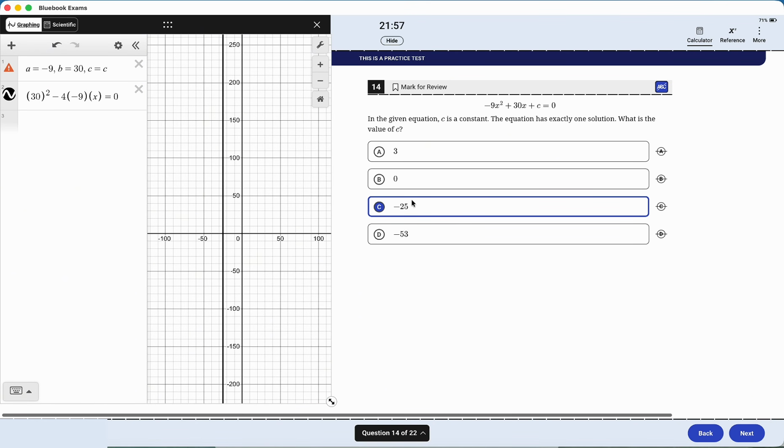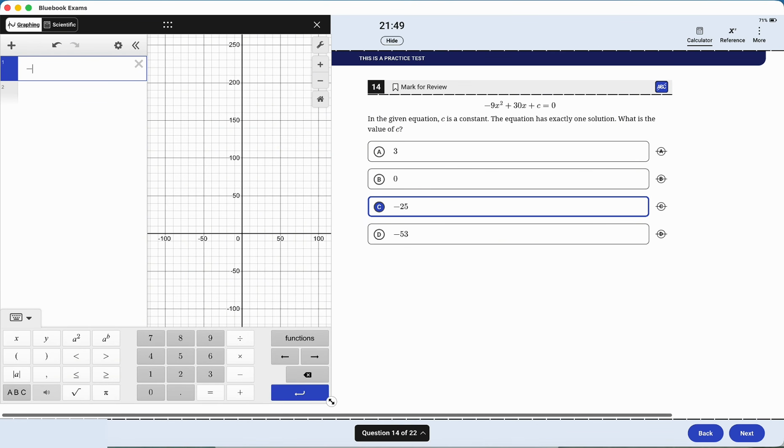It is -25. Now, you could have done this without knowing the discriminant, because it's multiple choice. You could literally just try these in for C, right? Like, let me show you that. If I type in -9x squared plus 30x plus C equals 0, right?